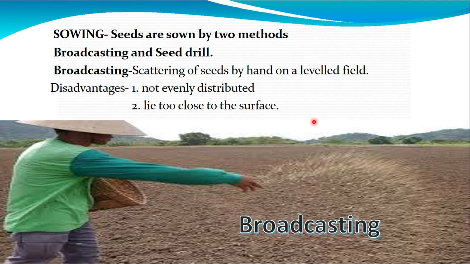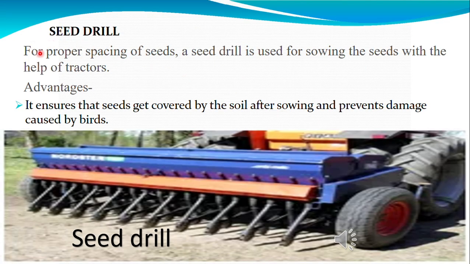For proper spacing of seeds, a seed drill is used to sow the seeds. What is a seed drill, students? It is a funnel-shaped bowl connected to a series of long tubes that have narrow holes. It is connected to a plow and releases the seeds gradually. You can see the picture of a seed drill here. The advantage of a seed drill is that it ensures seeds get covered by the soil after sowing, and it also prevents damage caused by birds.